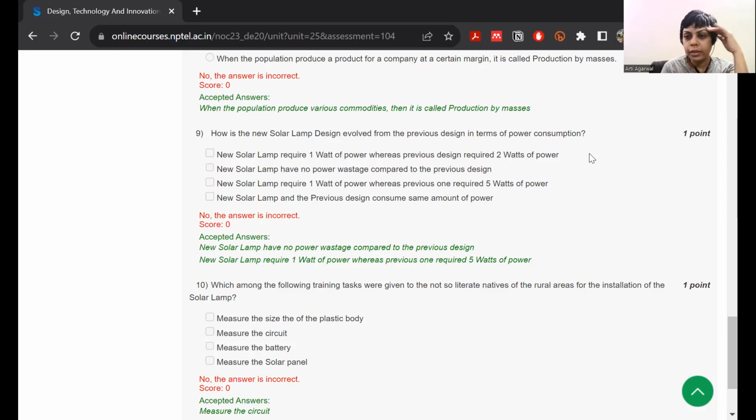Because if the photovoltaic cell becomes very big, or if the photovoltaic cell circuitry becomes very complex, then you can't localize it, you can't do many of the things which you would see that they did in localizing the design. The localization part became easy because they reduced the power consumption and hence simplified the circuitry a lot, to just 1 watt of power and a simple modular design. And of course, there are other options. So it doesn't have any power wastage compared to the previous design. In the previous design, a lot of the power was actually getting wasted.